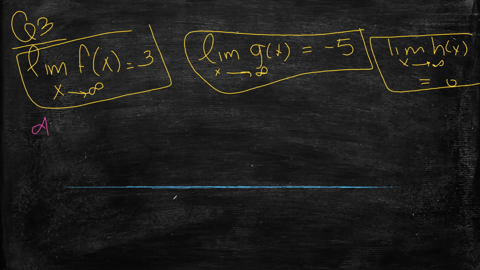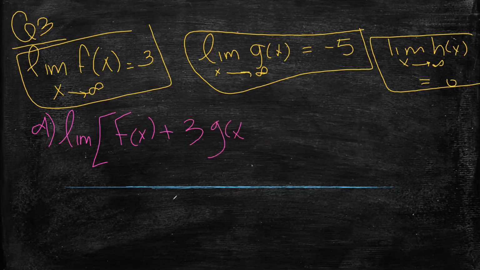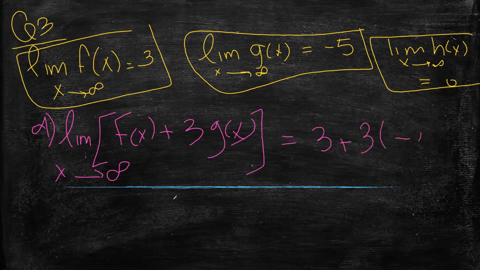Now, the first one in A, I want you to find limit f of x plus 3g of x when x approaches infinity. Yes, Mariam. It will be 3 plus 3 times negative 5, which is 3 minus 15, which is negative 12. Thank you.